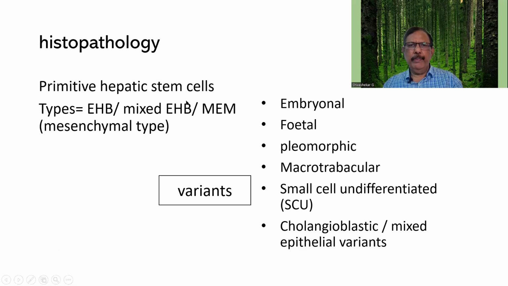It arises from the primitive hepatic stem cells. The types can be epithelial, embryonal hepatic blastema, or a mixture of epithelial and mesenchymal type. There are various microscopic types called the embryonal, fetal, pleomorphic, macrotrabecular, small undifferentiated, and cholangioblastic. These are all variants of the histopathology.